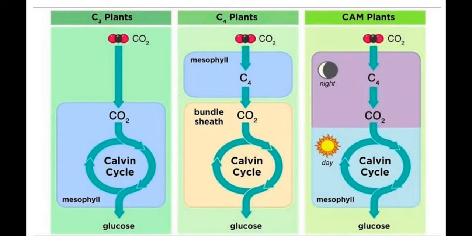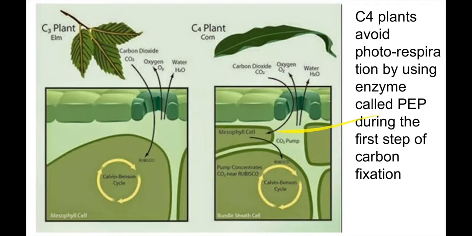So at night time they are storing CO2 in the form of malic acid, and then during the daytime they use the stored CO2, or carbon, in the Calvin cycle, and they grow. Okay, here the differences between C3 and C4 plants are presented.